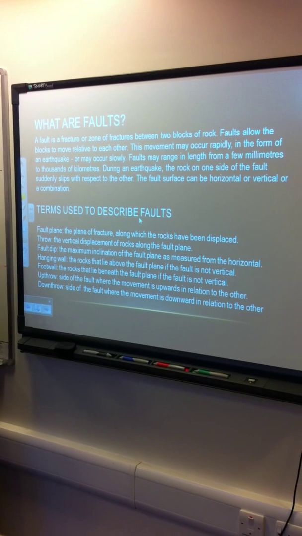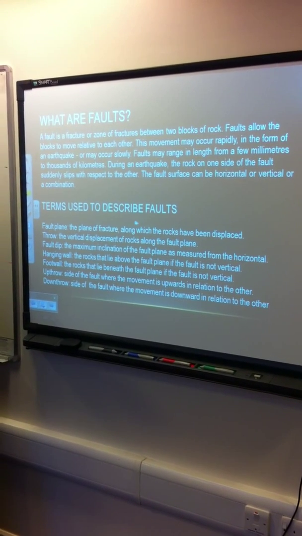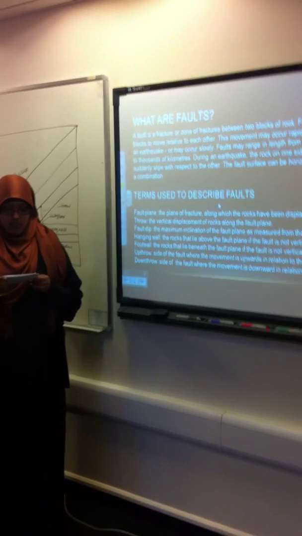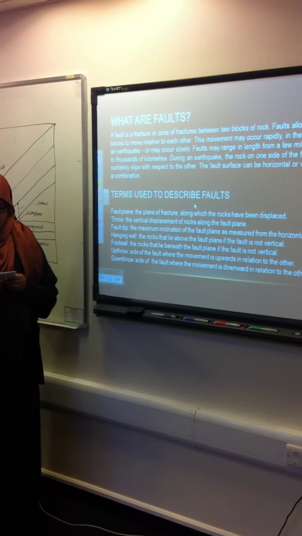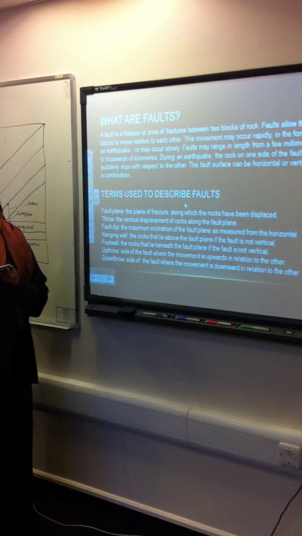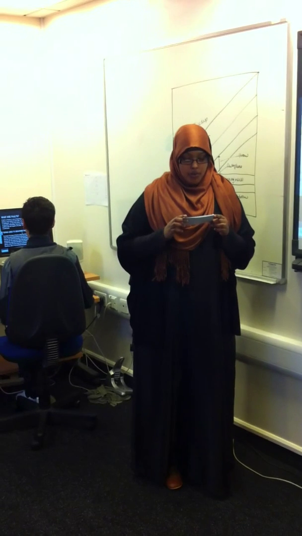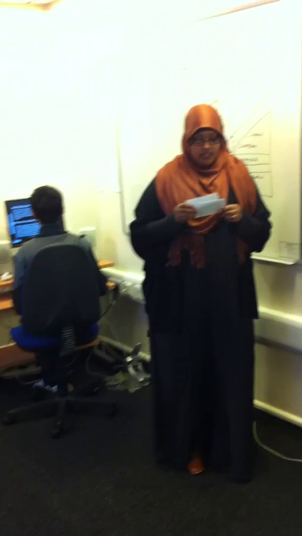The fault plane is the surface along which movement takes place. Throw is the amount of vertical displacement measured vertically between the top of the same bed seen on both sides of the fault. Fault dip is the angle between the fault plane and the horizontal. Hanging wall is the side that lies above the fault. Footwall is the side that lies below the fault plane.